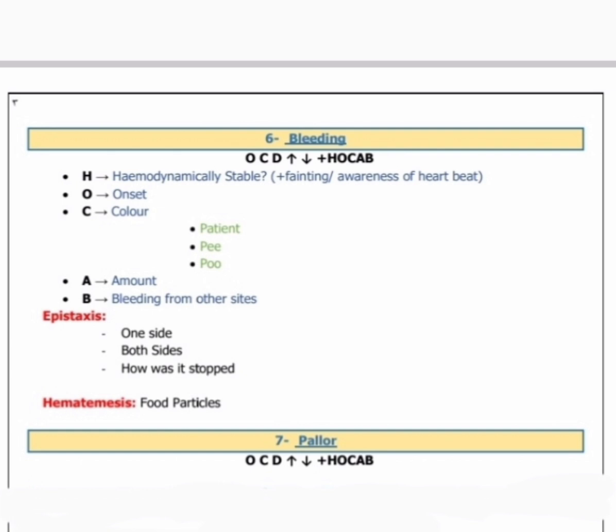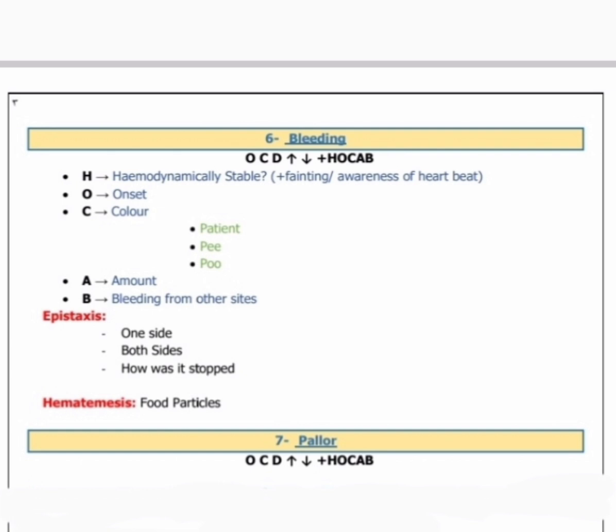So for bleeding, I again analyze the chief complaint: onset, course and duration, what makes it better and what makes it worse. Then HOCAP. H is for hemodynamically stable or not. How can we understand? Like the child fainting after the bleeding episode, any awareness of the heartbeat, tachycardia present or not, whether the child is in shock or not. Then the onset, how long the bleeding has occurred. Then the color of the bleeding, fresh or old. Then patient pee and poo, present or not. Now amount of the bleeding and bleeding from other sites.